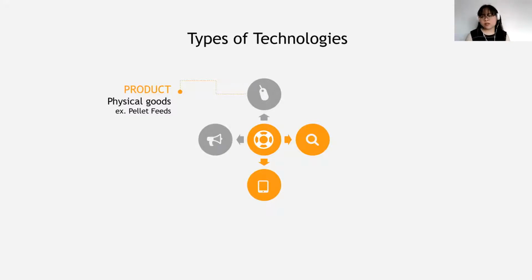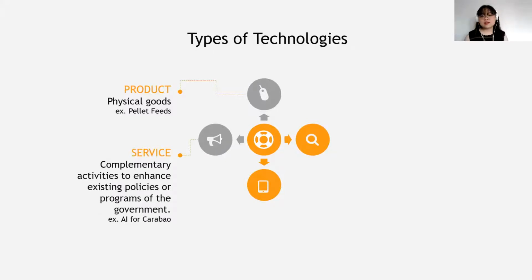A technology can be a product or a physical good. For example, pellet feeds, insecticides, pesticides. Those are technologies. Those are products. Okay? But service is also a technology. A service is, for example, an activity that could help enhance existing policies and programs of the government. So, for example, we're going to vaccination ng mga bata before there is no vaccination available, but then the government provided it, and then everyone is being vaccinated. That form of service is already a technology.